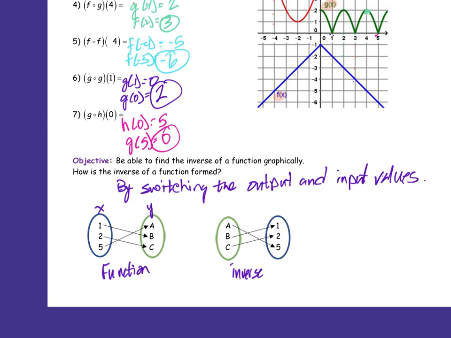Okay, can I go ahead and go on to the next page? Is everyone okay? Enough time?